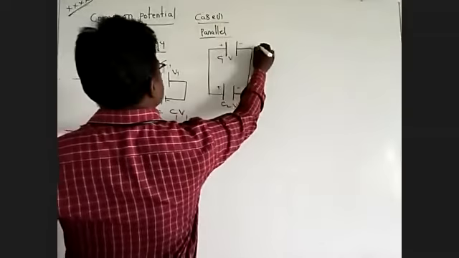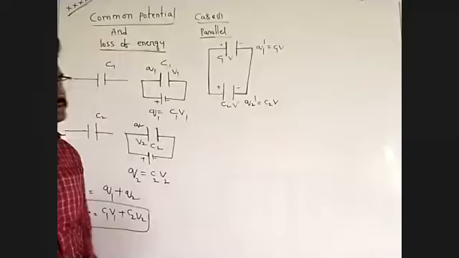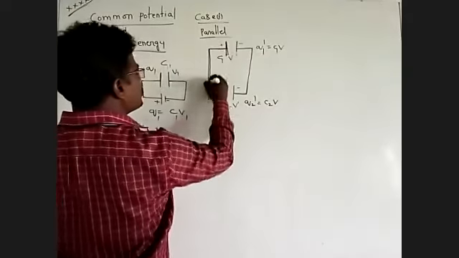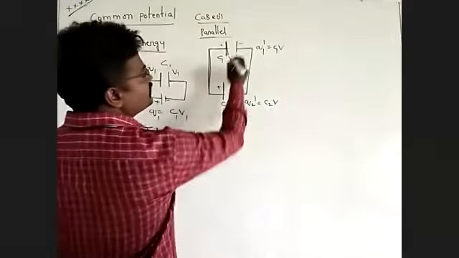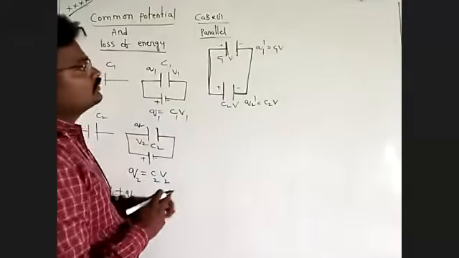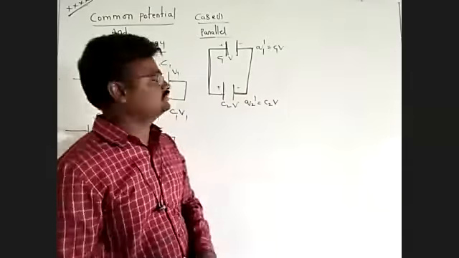So what is the charge here? Q1 dash is equal to C1 V. And what is the charge here? Q2 dash is equal to C2 V. The positive terminal is connected to the positive plate of the capacitor, and the negative plate is connected to the negative plate of the capacitor. So the potential here is V, and here also V.